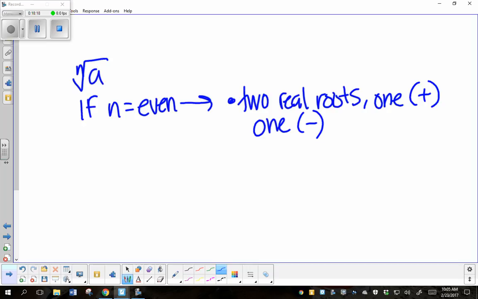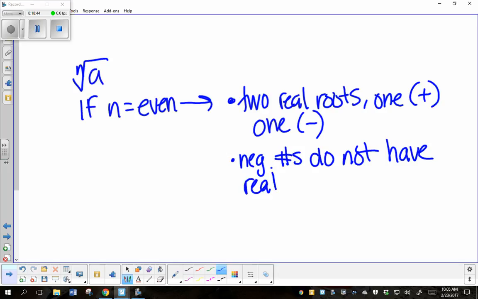Now, if we're taking an even root, like a square root, we can't put a negative number in that square root. We can't do that because there's no number times itself an even number of times that will get us a negative. So negative numbers do not have real roots when n is even. So if we're taking an even root, we cannot have a negative number inside that square root symbol. If you're taking a square root, a 4th root, a 6th root, an 8th root, you cannot have a negative number in there.